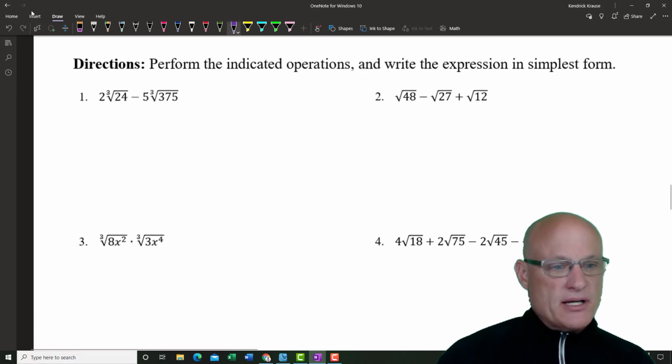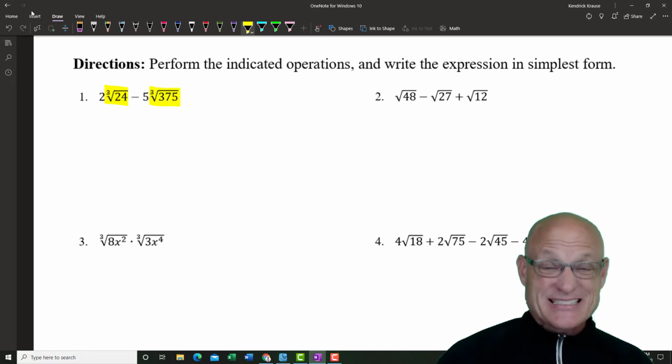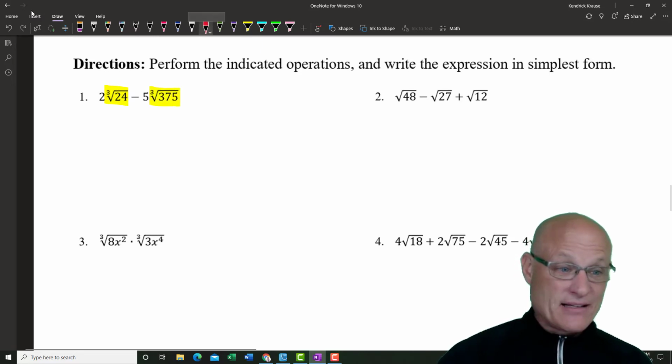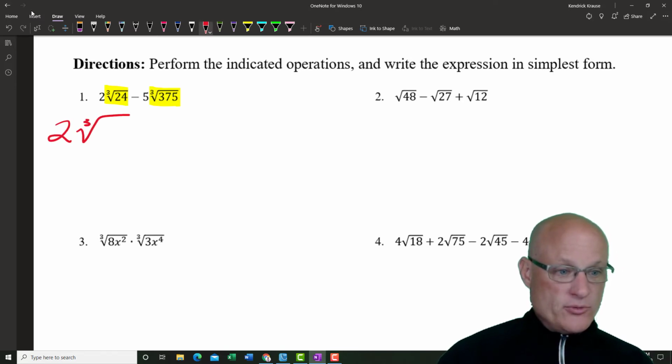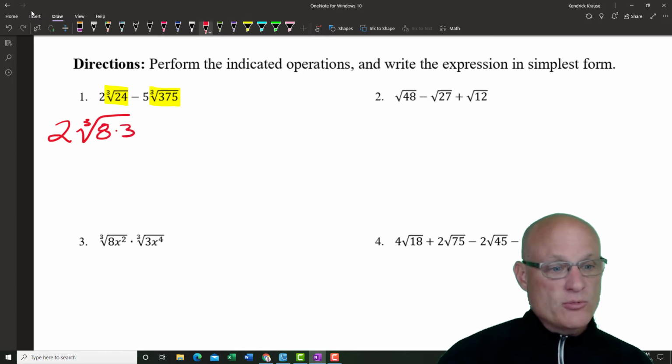So in order to be able to combine, these two radicals have to be the same because I'm adding and subtracting. Since I'm adding and subtracting, they have to be exactly the same. So we've got some cleanup work to do. So you're going to have to practice with your cubes. This is 8 times 3. What is the cube root of 8? 2. So this becomes 4 cube roots of 3.